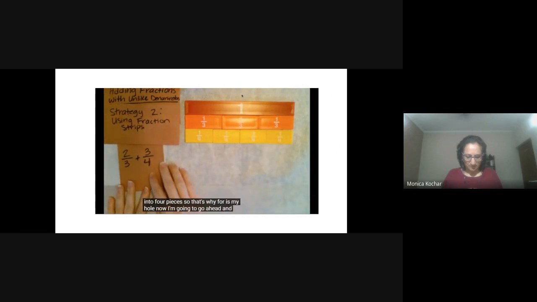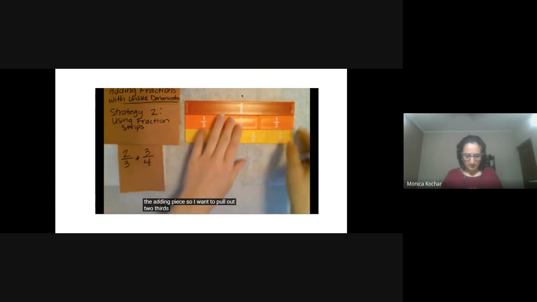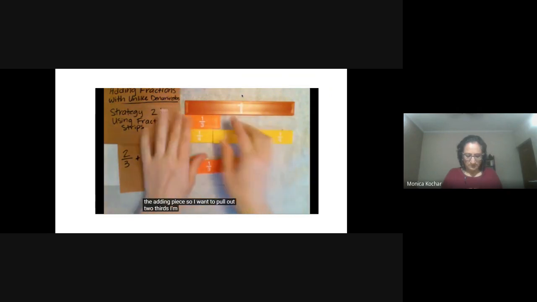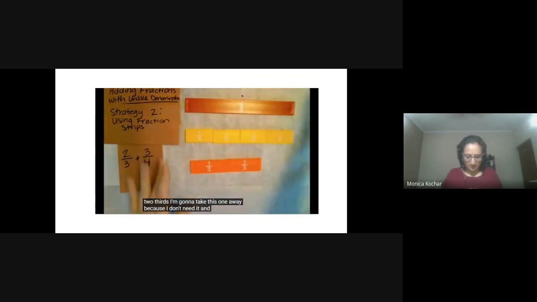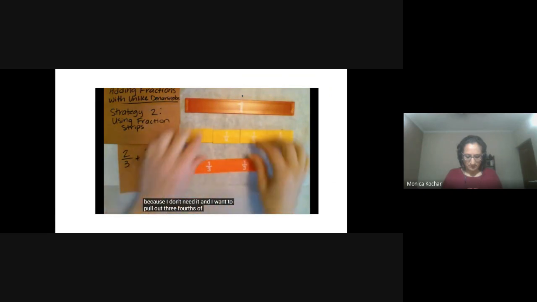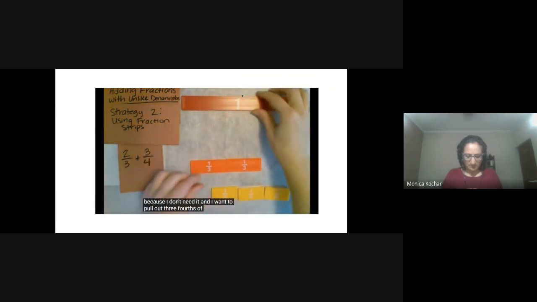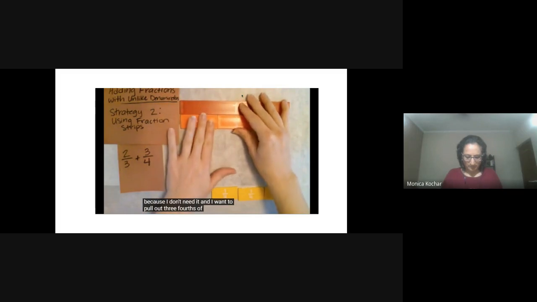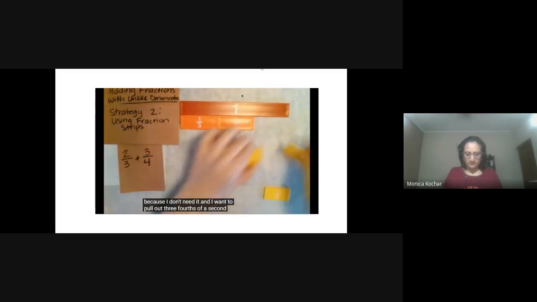Now I'm going to go ahead and start the adding piece. So I want to pull out 2/3. I'm going to take this one away because I don't need it. And I want to pull out 3/4. Line it up, and I'm going to explain why I'm going to line it up in a second.